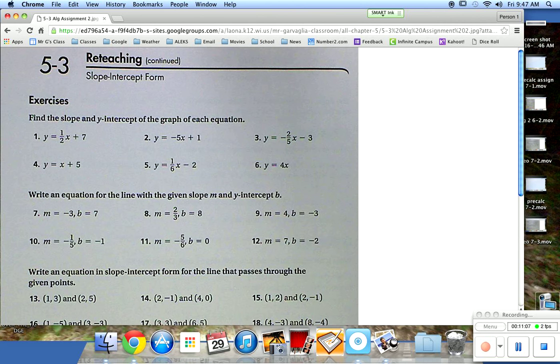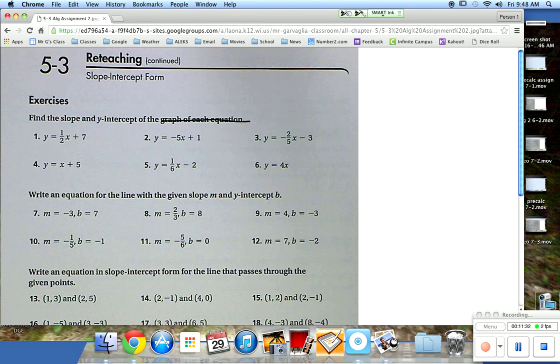Okay, we're going to start off first. I'm going to do one problem out of each section. Find the slope and the y-intercept and graph the equation. Don't worry about graphing it. You do not have to graph the equation. I want you to find the slope and the y-intercept.